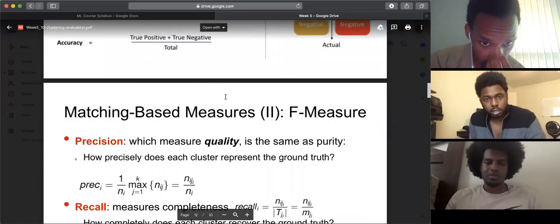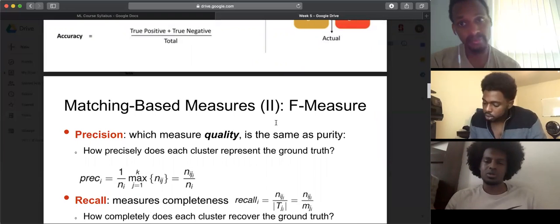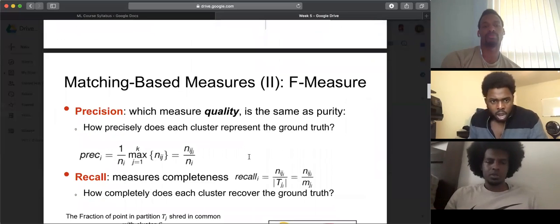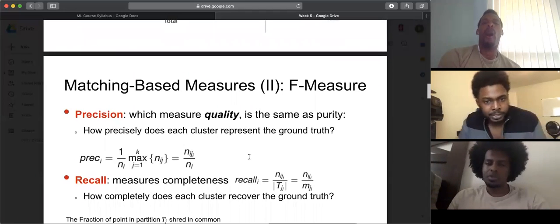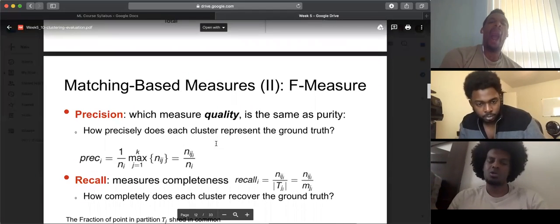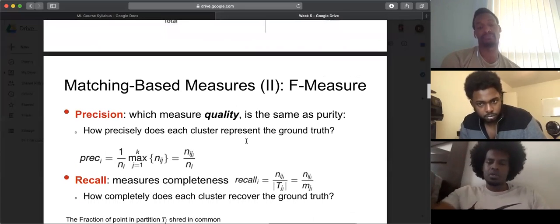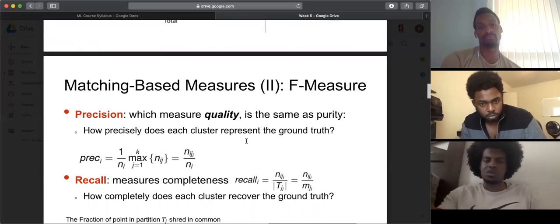F scores are really highly used in machine learning for evaluating models. Here we talk about precision. Precision measures quality. Quality is the same thing as purity. So this answers the question, how precisely does each cluster represent our ground truth? Again, we're picking the max of our data and the cluster. So precision is the same exact thing as the purity.